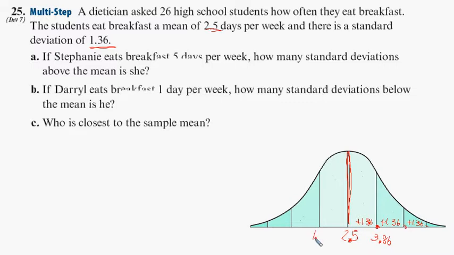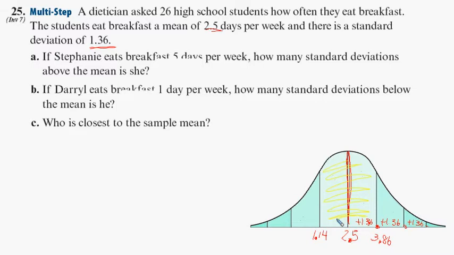So essentially what we're saying here is that, in terms of the breakfast eating students, I guess we could talk about it in those terms, most students are between 1.14 and 3.86. Those are the numbers of days that most students will be eating breakfast, okay? So, to the question now. If Stephanie eats breakfast 5 days per week, how many standard deviations above the mean is she?